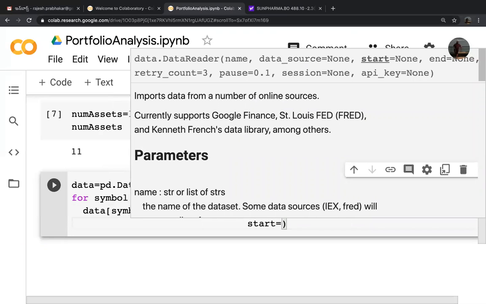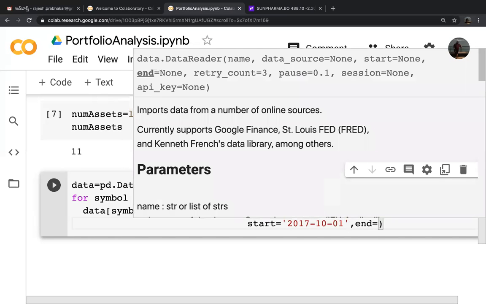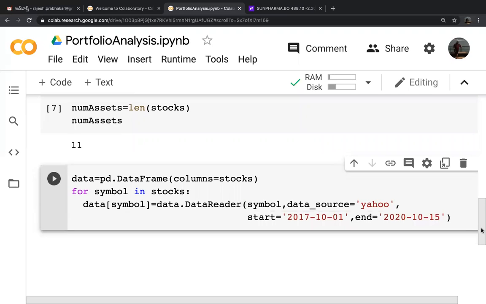Start is equal to a string. So what we will do is take data for the last 3 years, or we'll take 2 years of data, right? Start is '2017-10-01', comma, end is equal to the date yesterday. What is the date yesterday? 15th, right? '2020-10-15'. So we have given the start date and also the end date.